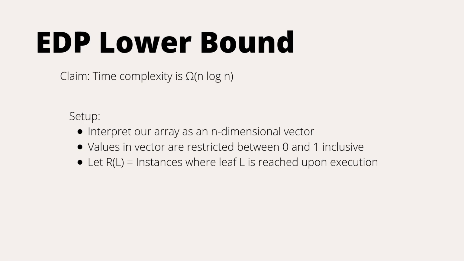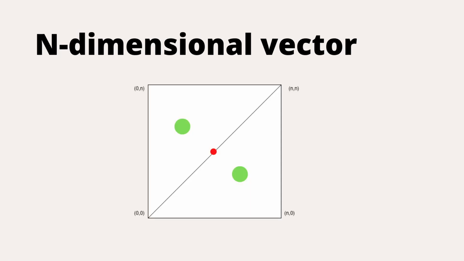The values in this vector will be just restricted between 0 and 1 inclusive. We might break this in some examples. And we're going to let this notation R_L, region of L, be the instances where leaf L is reached upon the execution of this decision tree model. So this will be the region of L. And this will also tie into our geometric intuition.